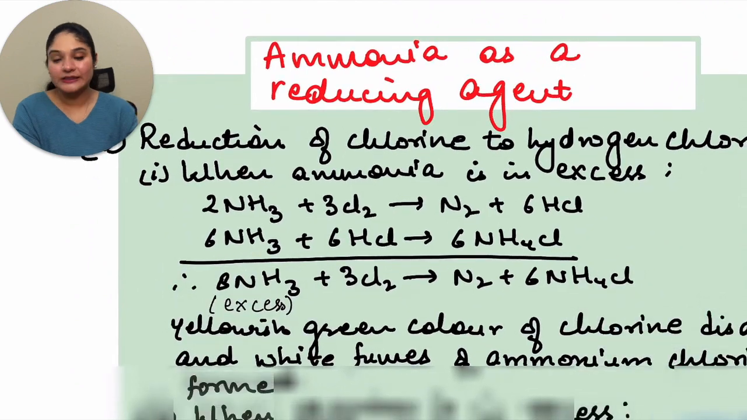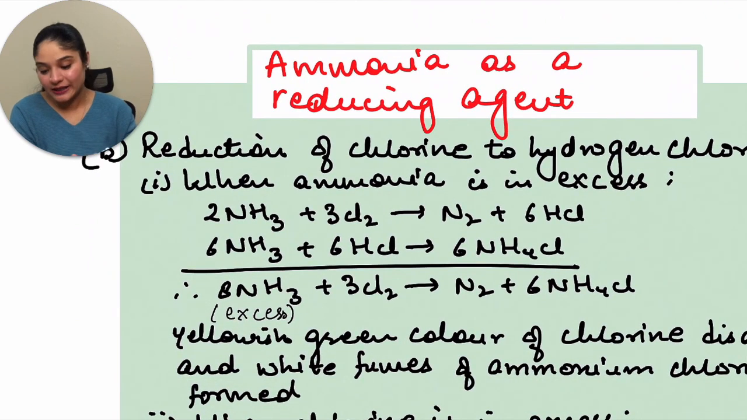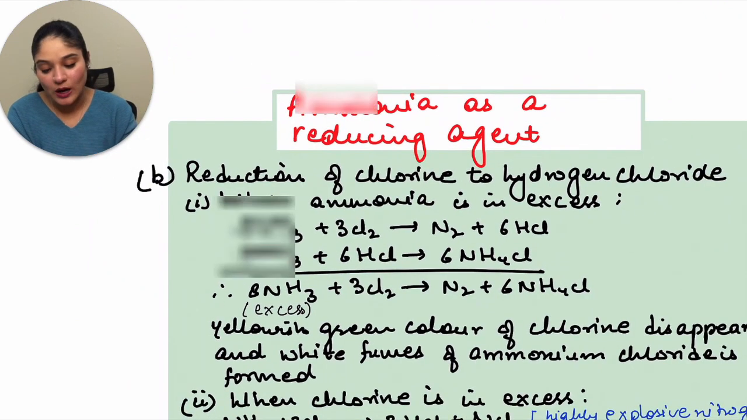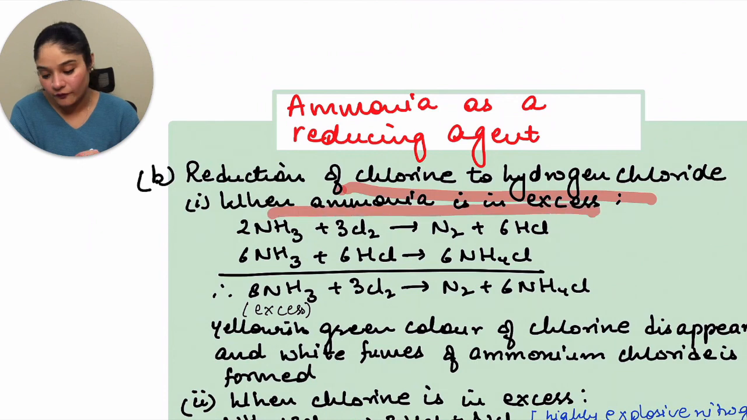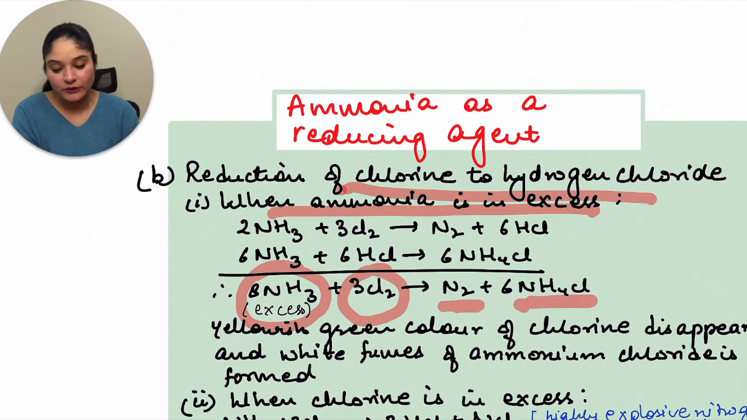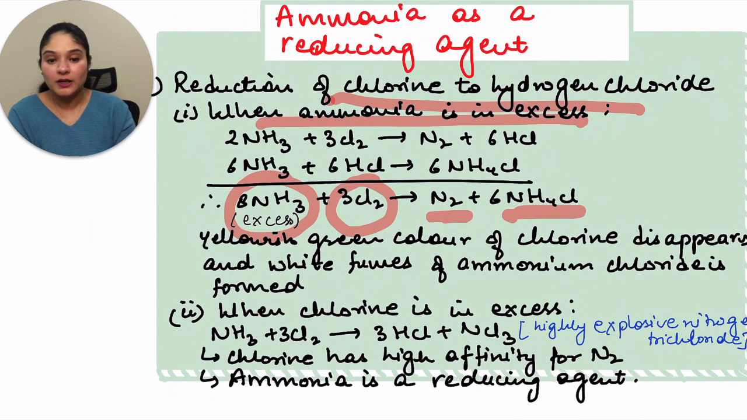This is still ammonia as a reducing agent. In this case, reduction of chlorine to hydrogen chloride. Okay, so we are reducing chlorine to hydrogen chloride. Reduction of when ammonia is in excess. So when ammonia is in excess, what happens? You have ammonia plus chlorine giving you nitrogen plus ammonium chloride. Yellow green color of chlorine disappears.